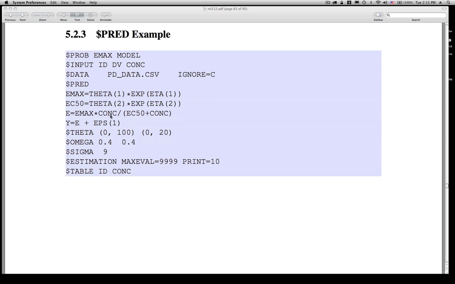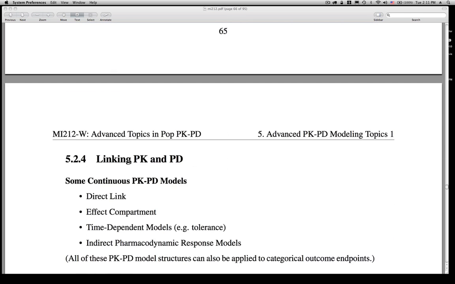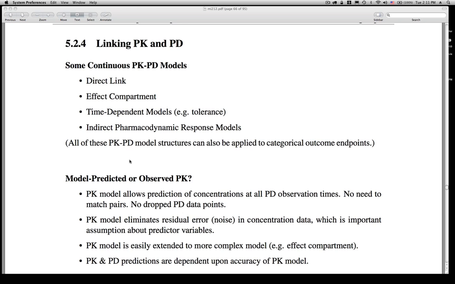So this is a direct pharmacodynamic model, assuming a direct link to observed concentrations. And we'll specify an additive residual error here, and so on. So that's pretty straightforward. This is about as basic as you can get with an NM-TRAN control stream, but this is a direct pharmacodynamic model based on observed concentrations.